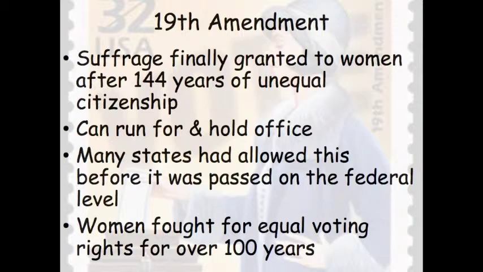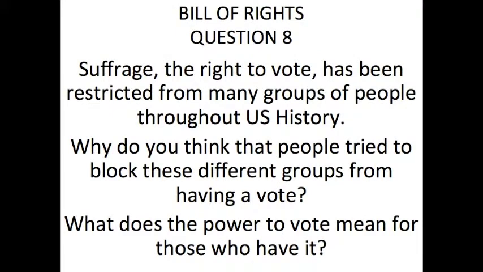So, with that being said, let's talk about our first essential question. Suffrage, or the right to vote, has been restricted from many groups of people throughout U.S. history, either on the basis of their race, their economic status, their gender, their religion, or ethnicity. So, why do you think people worked and tried to block these different groups of people from having a vote? And what does the power to vote mean for those who have it?